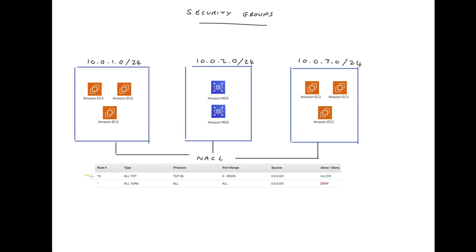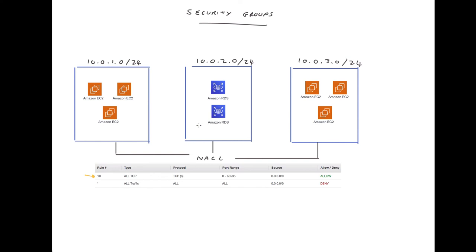And this is simply saying that any traffic that is running a TCP protocol across any port range from any source, then allow it and deny all other traffic. So between these subnets, any TCP protocol and any port can be used. And for simplicity, the same NACL rules are being used for both inbound and outbound. Now that's not very secure, it's not very restrictive, but from a subnet network level, that is what it's controlling.